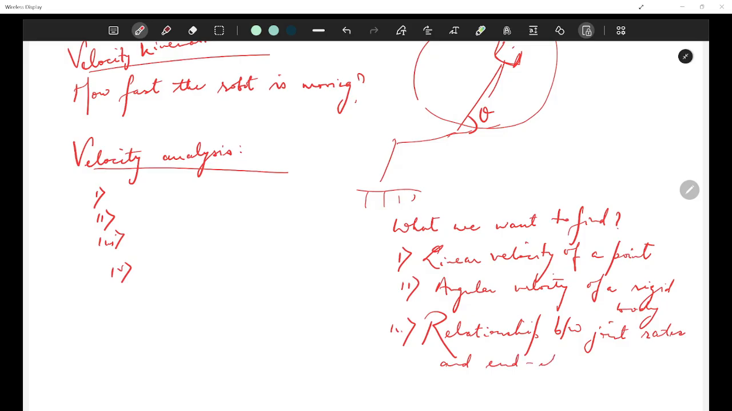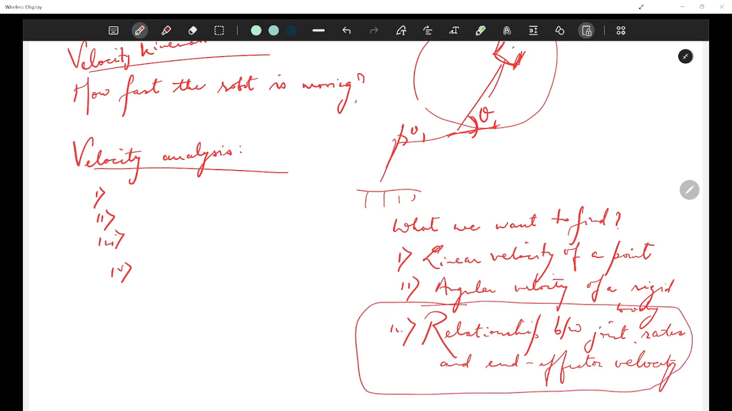That means when this theta is changing, it is changing at some rate, right? Theta 1, theta 2. How do the rates affect the velocity of this end effector? Right. So if there is some concern about this, we definitely have to go for velocity analysis.